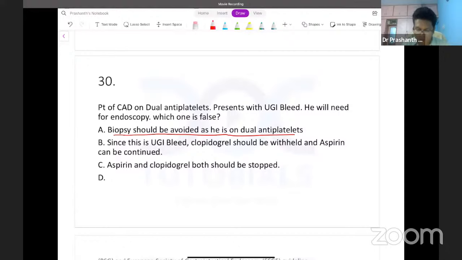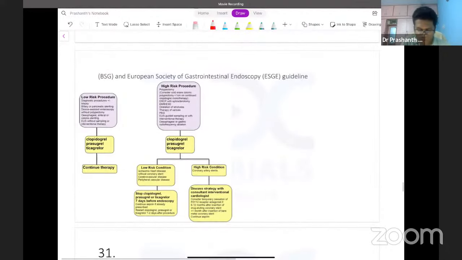The best is to go through the BSG guidelines, where when you do a diagnostic procedure, you can continue the therapy. But when you're doing a high-risk procedure, suppose you're doing a polypectomy or an ERCP with sphincterotomy, these are procedures where you again look at whether it is a high-risk condition like coronary stents, like in this patient. In this case, you discuss with the cardiologist to consider temporary cessation of one of the medications, with the cardiologist's consultation.